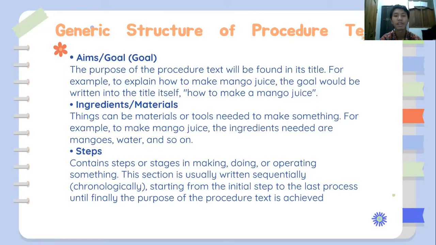Things can be materials or tools needed to make something. For example, to make mango juice, the ingredients needed are mangoes, water, etc. The third is steps. Contain steps or stages in making, doing, or operating something. This section is usually written sequentially or chronologically, starting from the initial step to the last process until finally the purpose of procedure text is achieved.